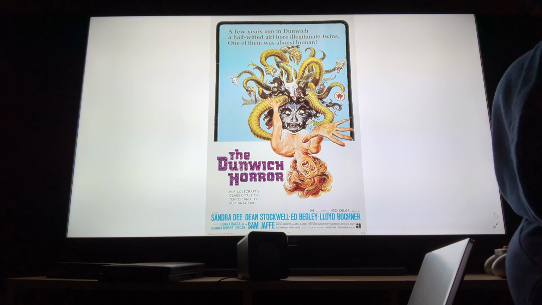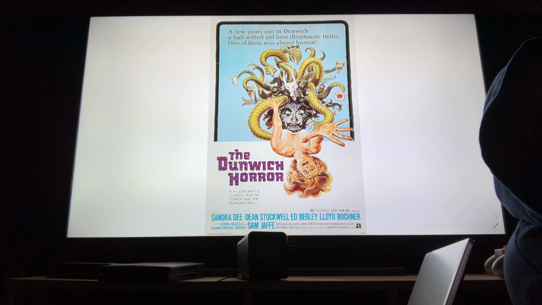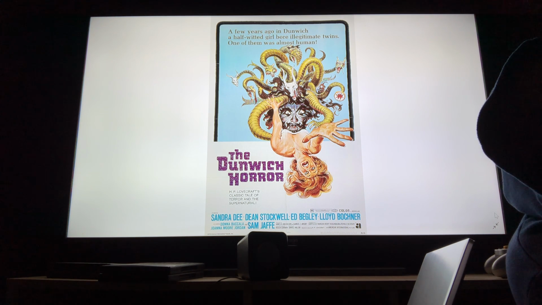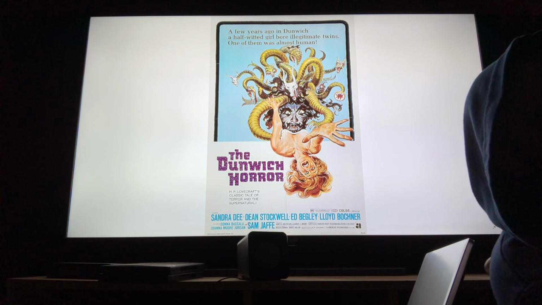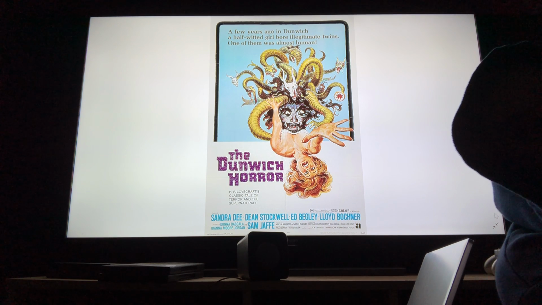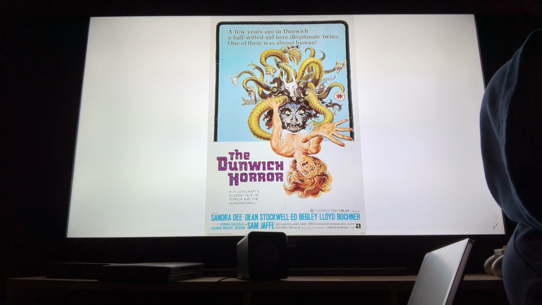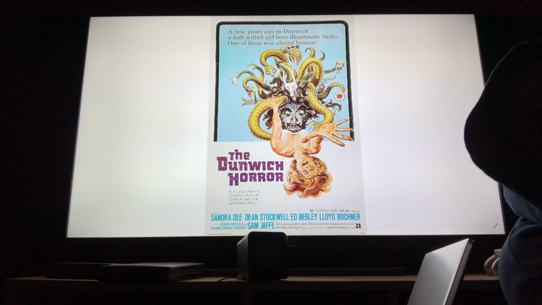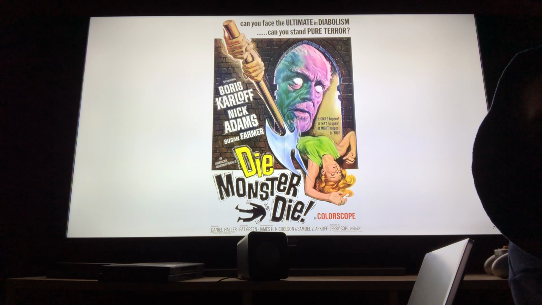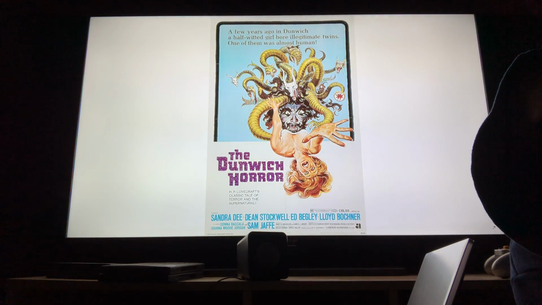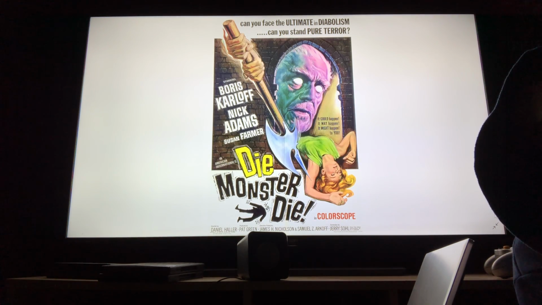Now, all these movies mentioned were done by AIP, American International Pictures. AIP put out tons of Edgar Allan Poe type stuff. They put out over 450 movies, at least fully them or partially them. A lot of them were with Roger Corman. I've got the Die Monster Die poster here. And here's a picture of Roger Corman. He produced both movies. He produced and he actually directed a lot of Edgar Allan Poe type movies.